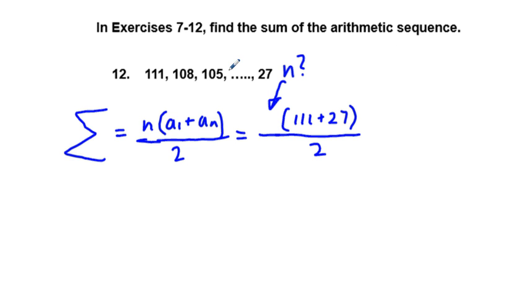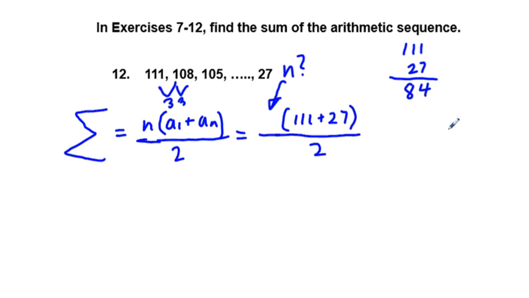To find n, we're going to take the span between 111 and 27. To do that, we take 111 minus 27. 11 minus 7 is 4. We borrowed 1 to make that 11, so 10 minus 2 is 8. So we have 84 as the total span. And what is our common difference here, d? Well, it's going to be negative 3.